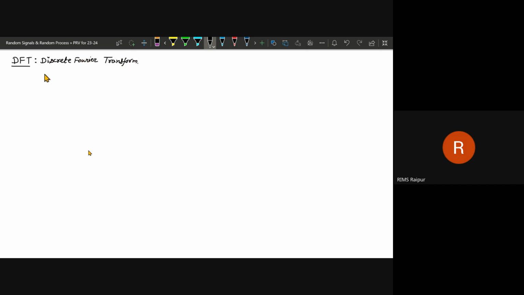It is for finite duration sequences. Okay, so let us consider that x of n is a finite duration sequence of length L. Suppose x of n is equal to 1, 3, 5, 2, 1.